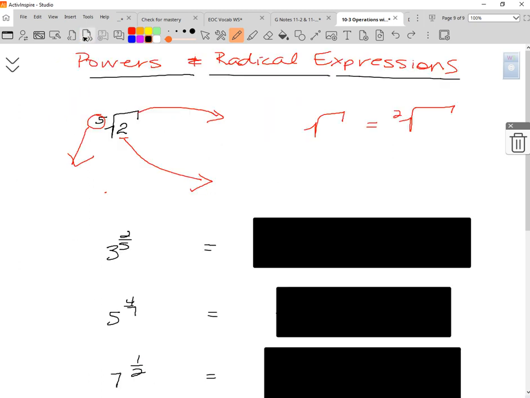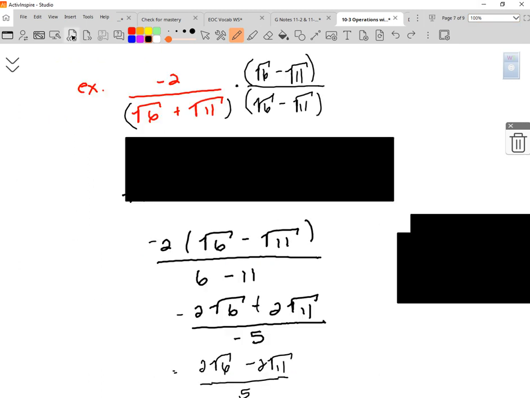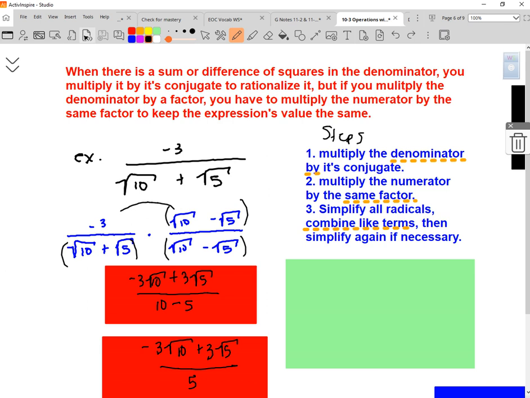Oh, we're not doing golden rectangles. All right. Anybody need me to go back any place? No. Where at, Caleb? Okay. Here?